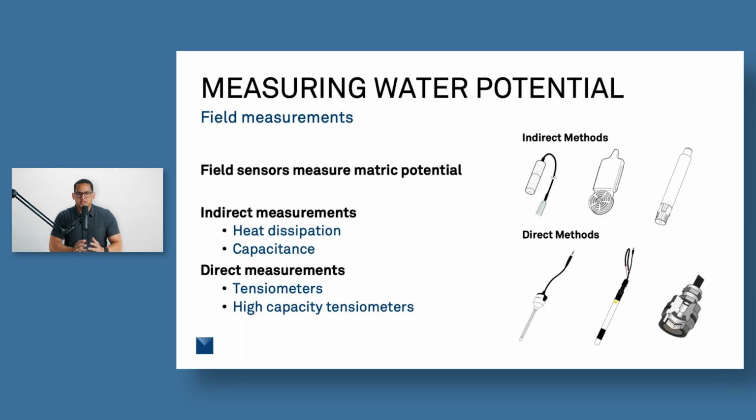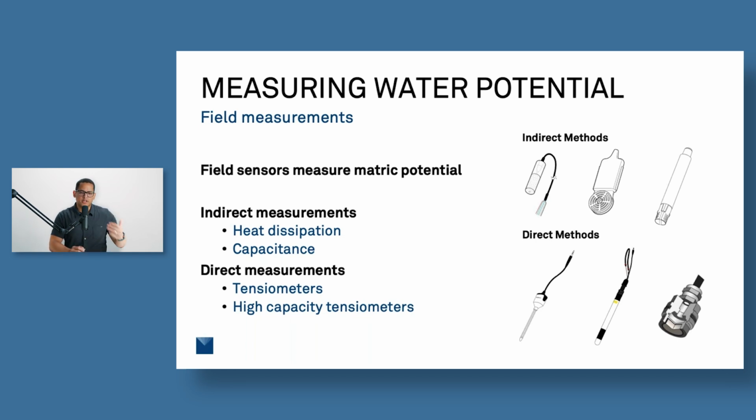And when we're talking about sensors for measuring water potential in the field, there typically are 2 categories of sensors. We have our indirect methods, which measure a specific property and then relate that to the water potential. That's typically some sort of solid matrix sensor. And the technology that we typically use for those measurements are either heat dissipation or a capacitance sensor, where we're using those measurement principles to measure that material and then relate that to water potential. And I'll dive more into how that works shortly.